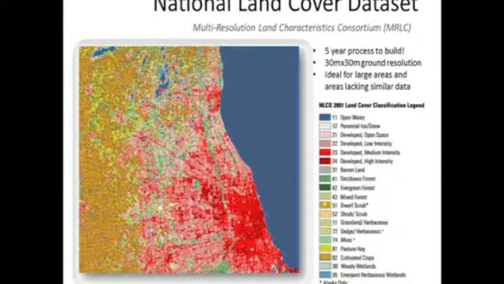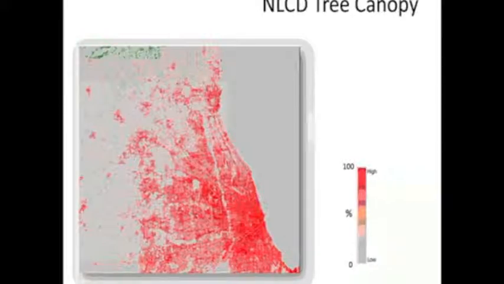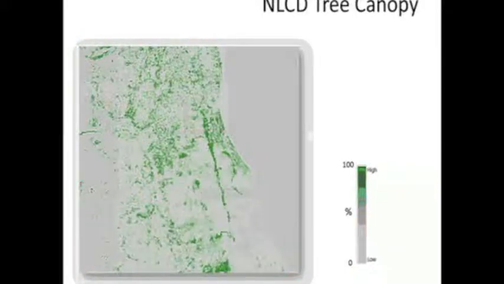Again, it's 30 meter by 30 meter on the ground. So we're talking large areas, regions, larger cities. But then again, you certainly can use it for a homeowners association, because you're not going to get your homeowners or condos association to do a hyperspectral overflight anytime soon. So the NLCD data is typically three products: the land cover data, which you can see here with the different classifications; an impervious surface, which is just a percentage, 0 to 100%; and a canopy percentage, same thing, 0 to 100%.